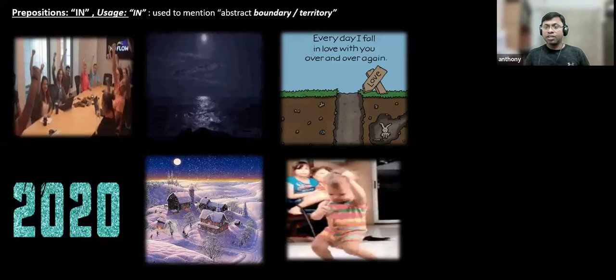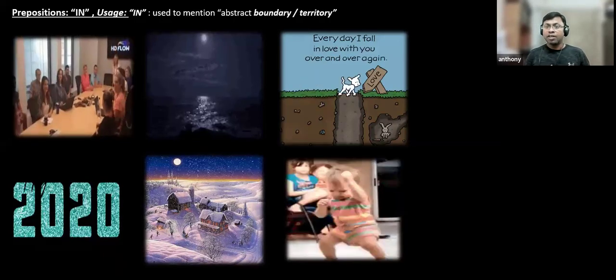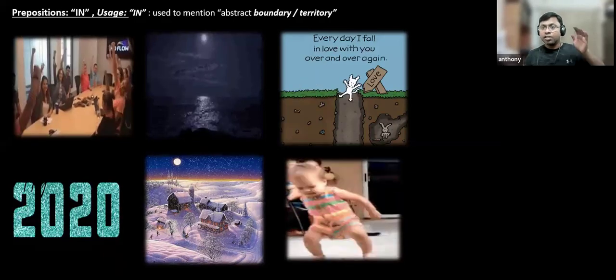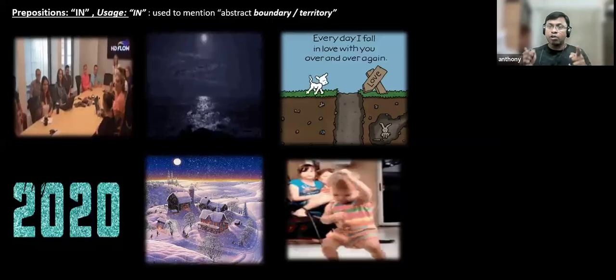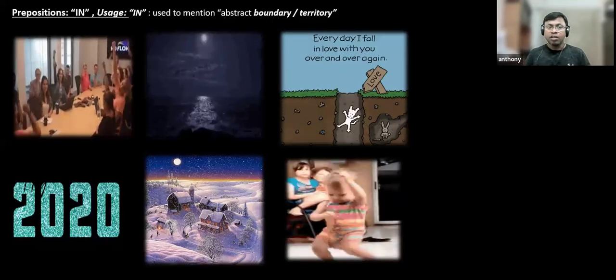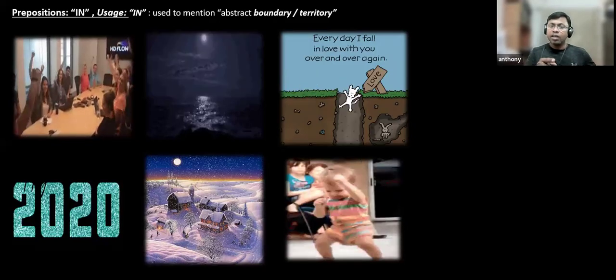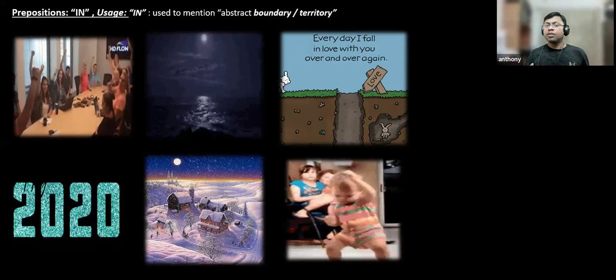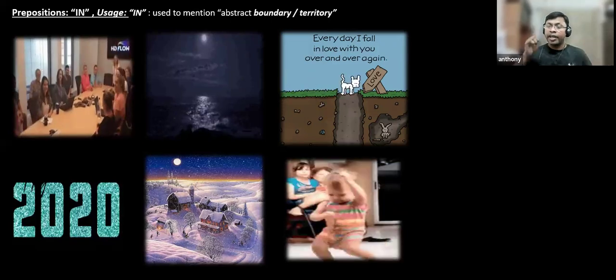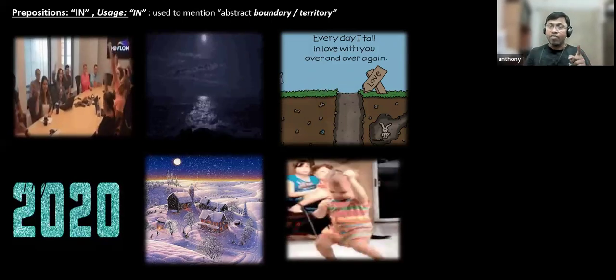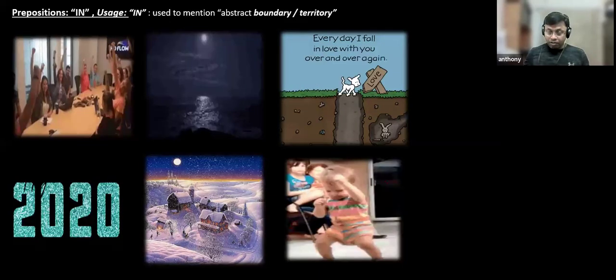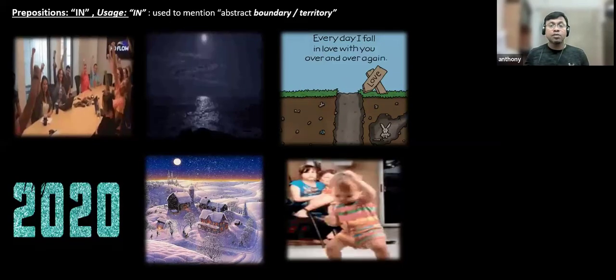In the mood, in the happy mood, boys in the happy mood, boys in party mood. So there's no starting point and ending point also. Talk about boundary or territory. In the year 2020, there's a starting point and ending point. In winter, in summer, in rainy, there's a starting point and ending point. So the meaning of in, that's what we have seen now.